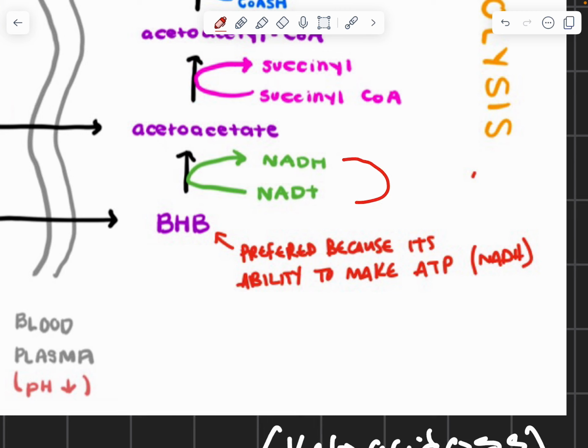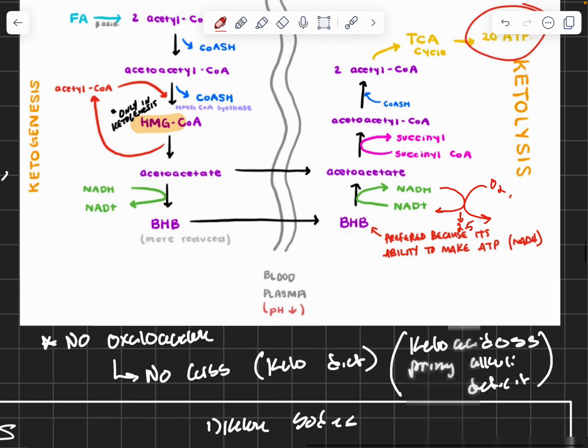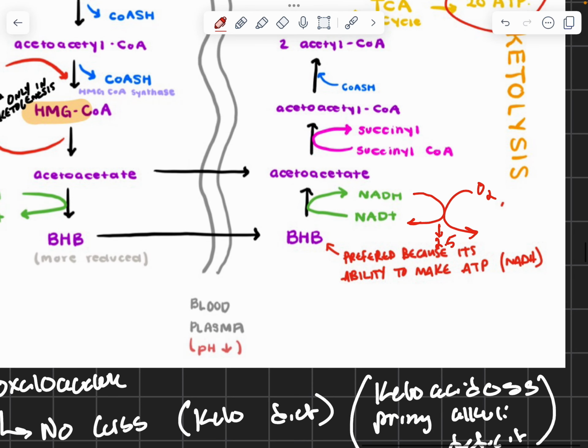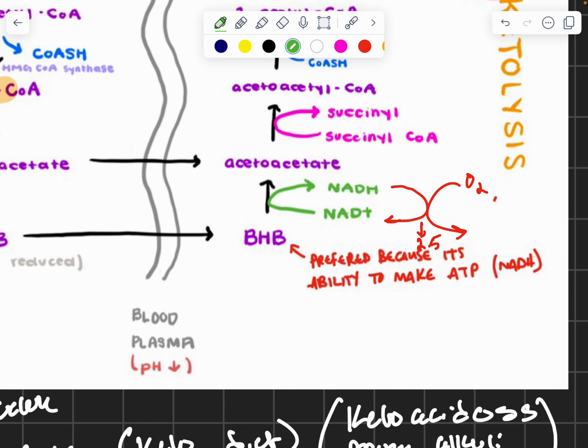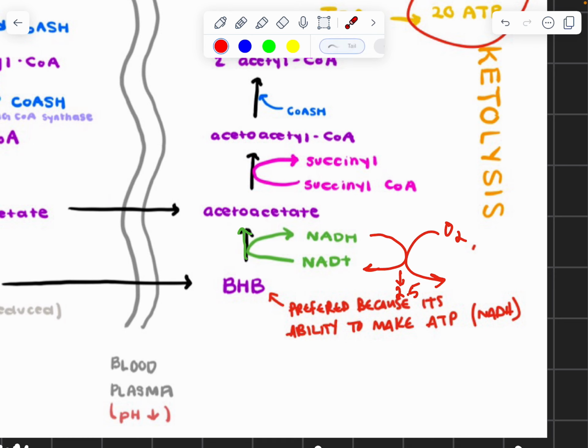And with this NADH, guess what? We can go through a little redox reaction right here. So this is where that extra 2.5 ATP comes from, because all of these cells have mitochondria, and where the mitochondria are found, that is where redox reactions can occur. So 2.5 ATP can be produced by this little step right here, and BHB can be transformed back into acetoacetate.